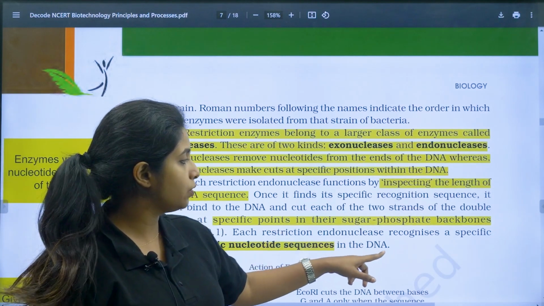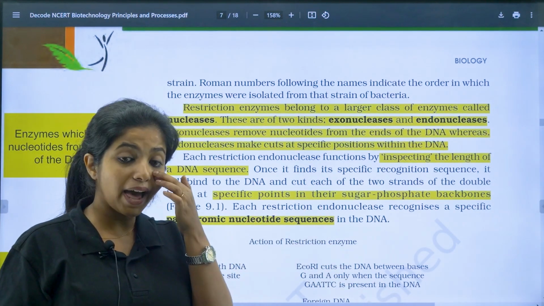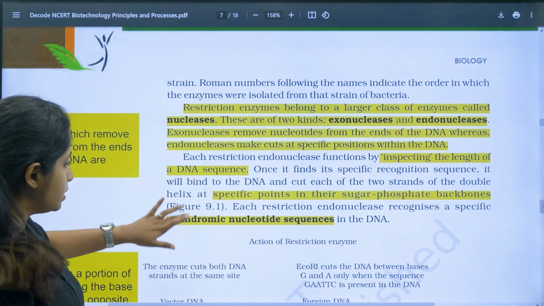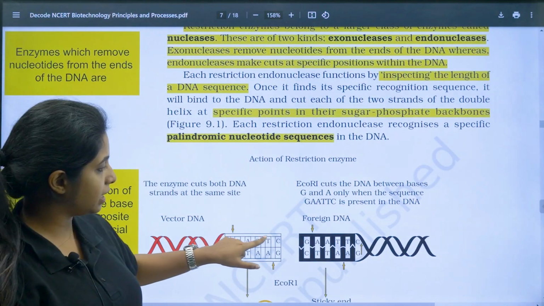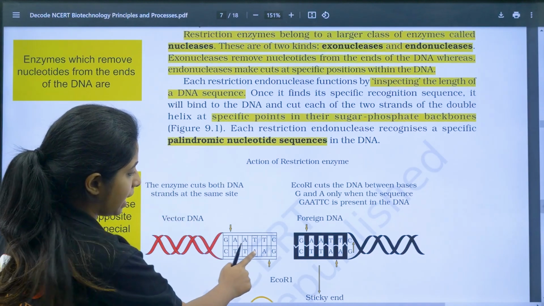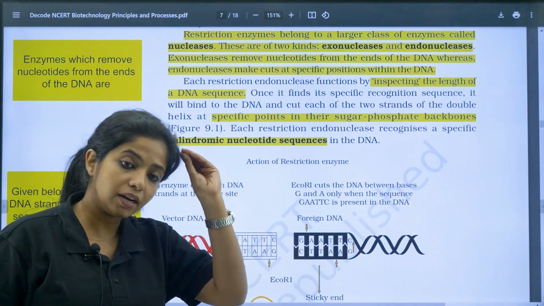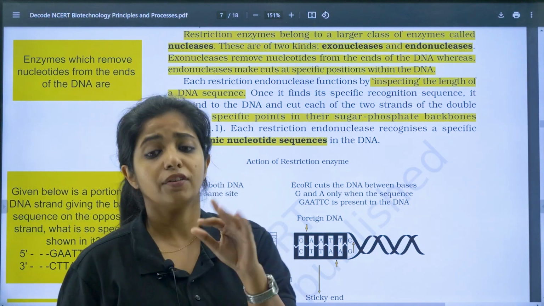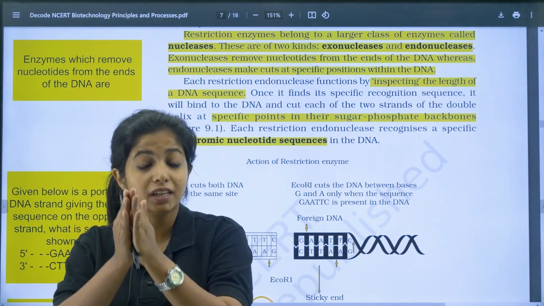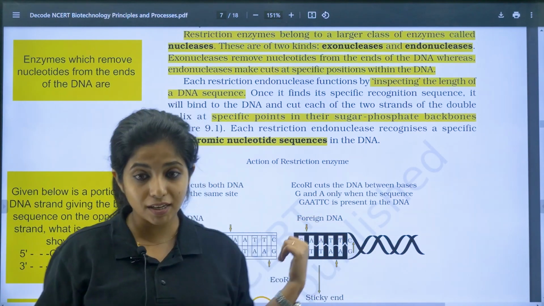Now, each restriction endonuclease recognizes a specific palindromic nucleotide sequence. What do you mean by palindromic? The one that is read similarly both ways. For example, you have GAATTC. From this end also, if you read it, it will be GAATTC, my dear children. These are palindromic sequences, and always remember, restriction enzymes make cuts at palindromic sequences only. The recognition sites we are talking about, HindII has 6 and EcoRI again has 6 only.